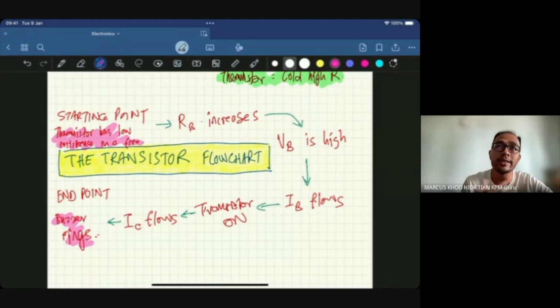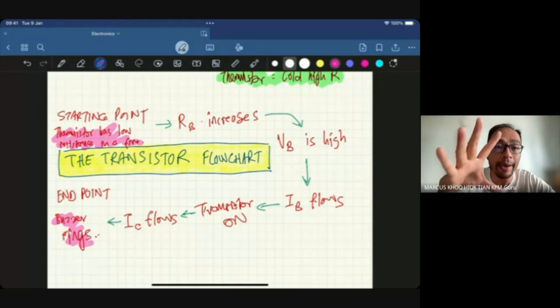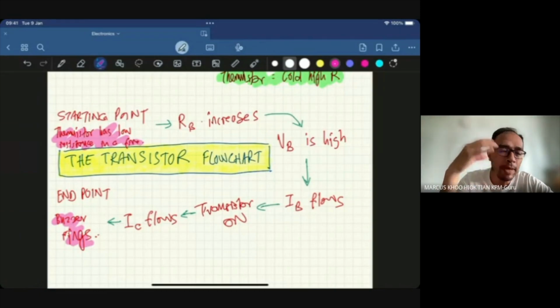Okay, if you don't know the starting point, and the ending point, I think the ending point you can still manage. Okay, so have that train of thought in mind. The most important thing is that the base resistance must be high, must be bigger. When the base resistance is bigger, then the base voltage is high. Base voltage is high, current flows. Current flows, everything is automatic after that.